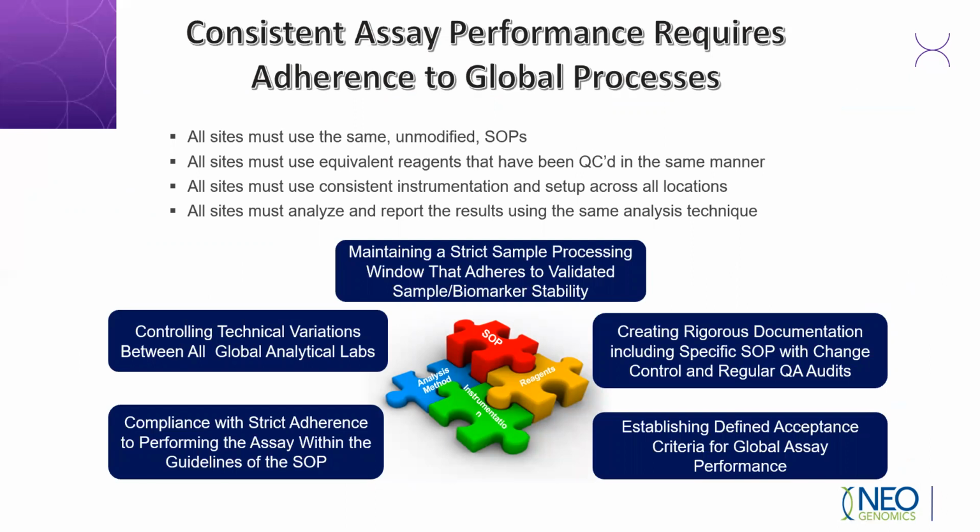Now, consistent assay performance requires adherence to these global processes and SOPs. All sites must use the same SOPs. All sites must use the equivalent reagents that have been QC'd in the same manner. All sites have to use consistent instrumentation and set it up consistently across locations. And all sites must analyze and report the results using the same analysis technique. These points in blue are also required for predictive biomarker analysis, but would also strengthen exploratory or RUO assessments as well, many of these being regulatory requirements.